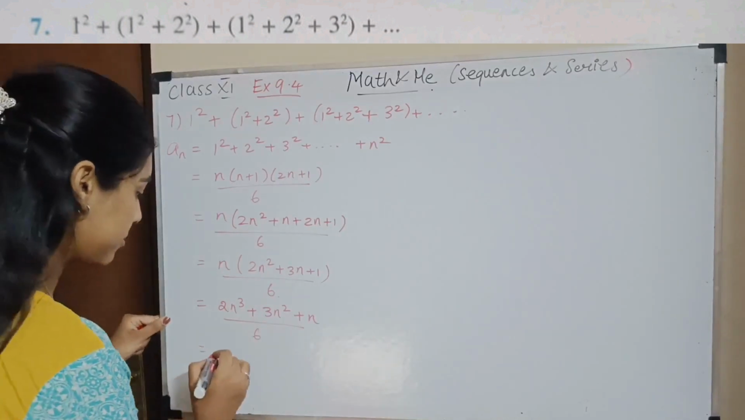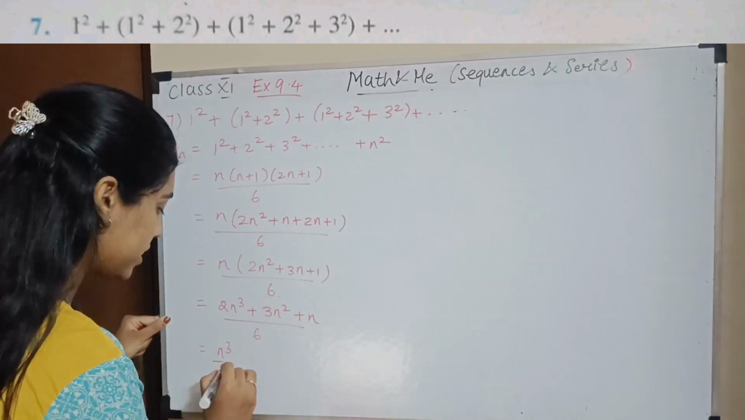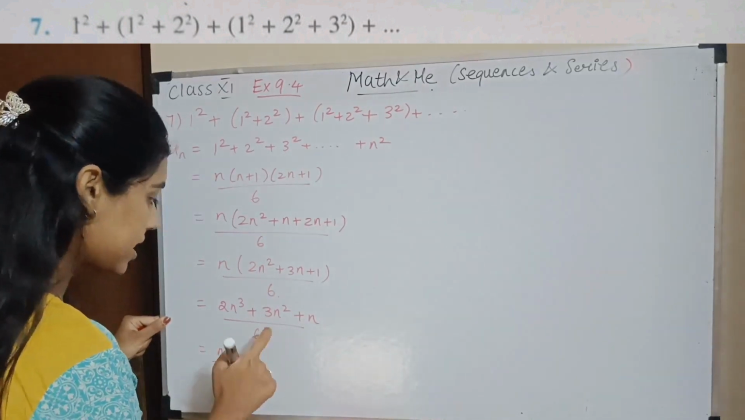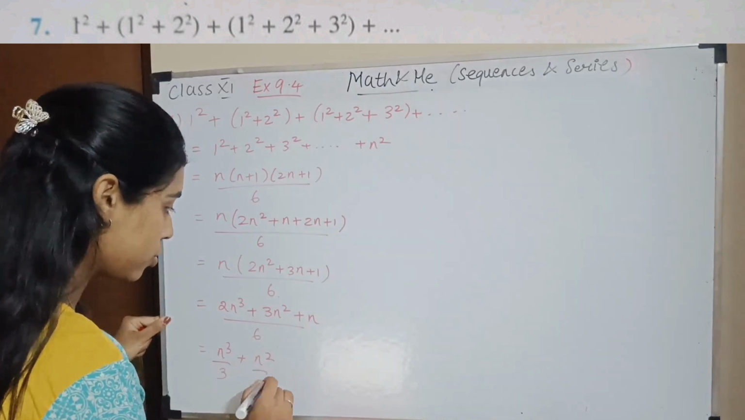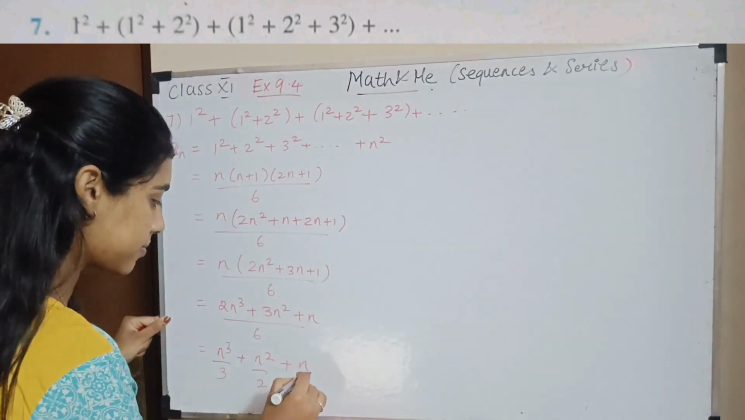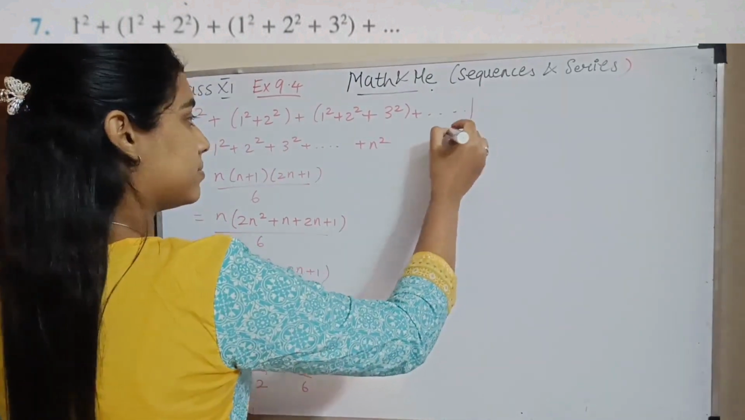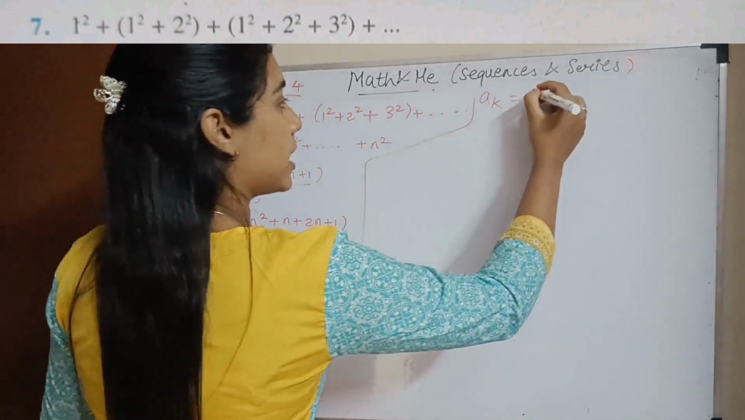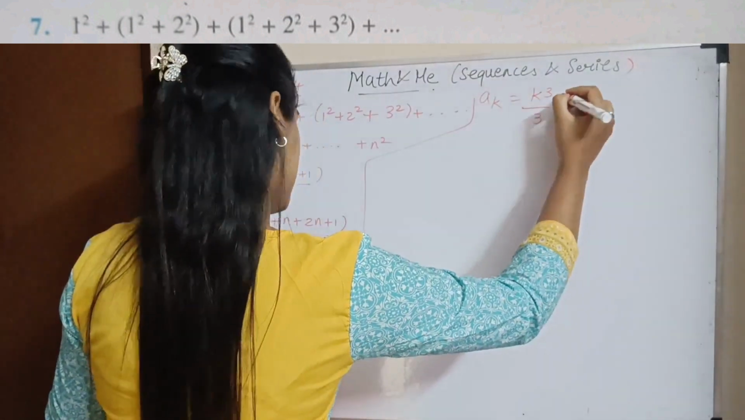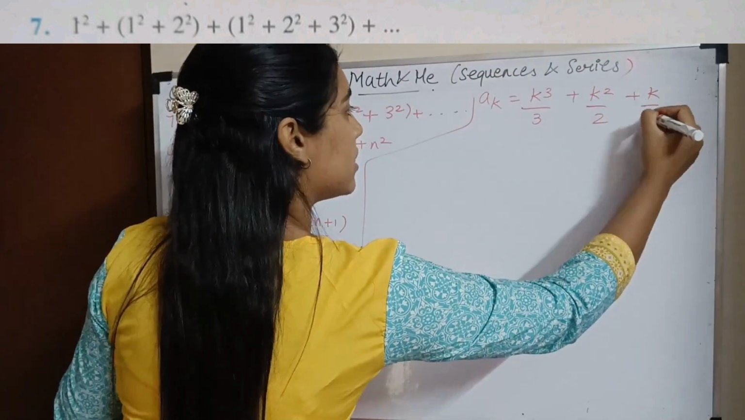When I split this, I am left with 2n cube by 6, which is n cube divided by 3, plus 3n square divided by 6, so it is n square divided by 2, plus n by 6. So this is my an. Now what is my ak? ak is k cube divided by 3 plus k square divided by 2 plus k divided by 6.